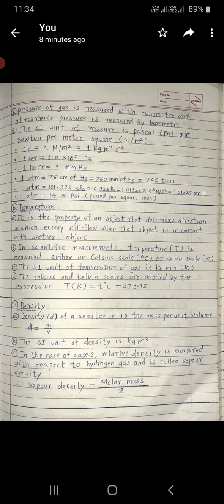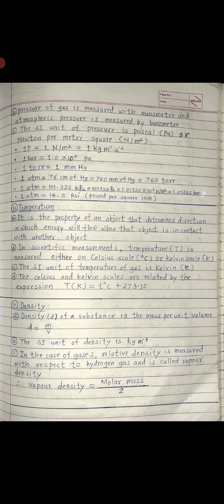Next measurable property is temperature. Temperature is the property of an object that determines the direction in which energy will flow when that object is in contact with another object. Okay.